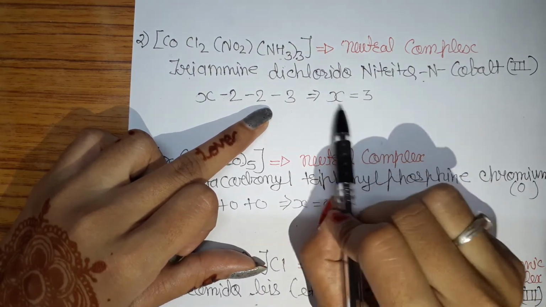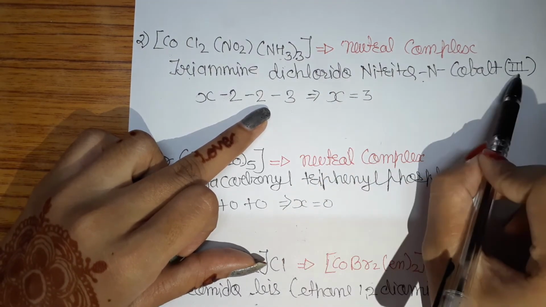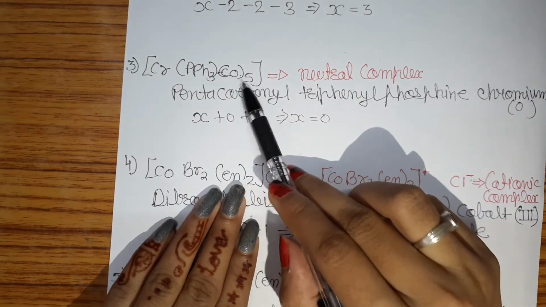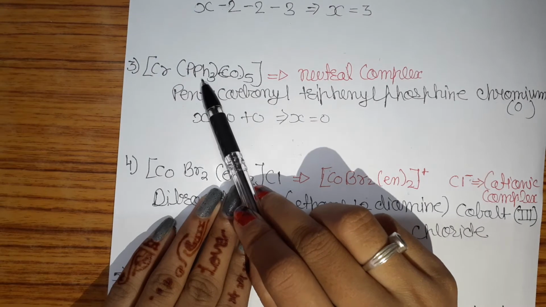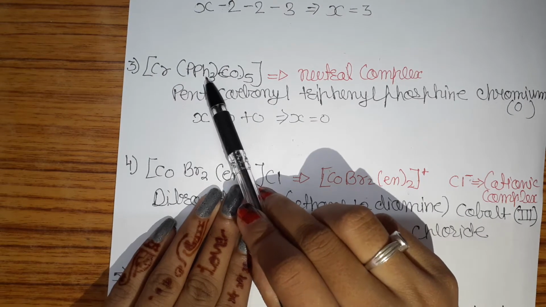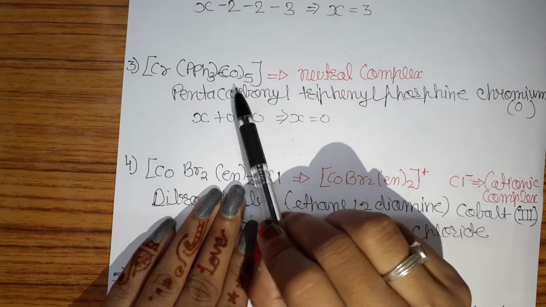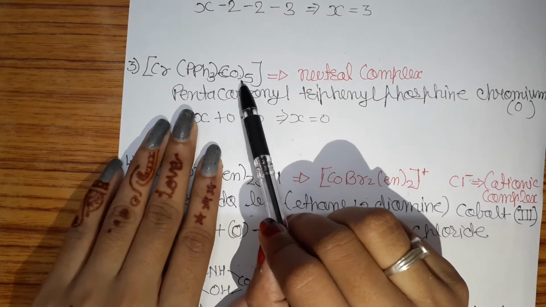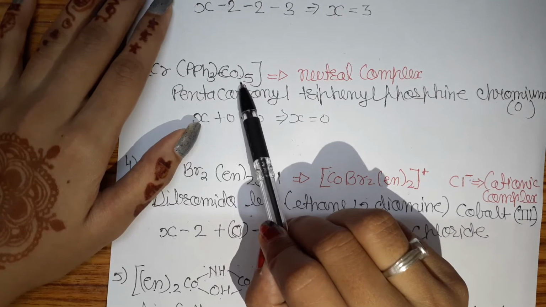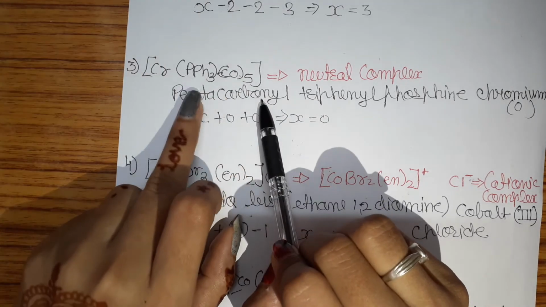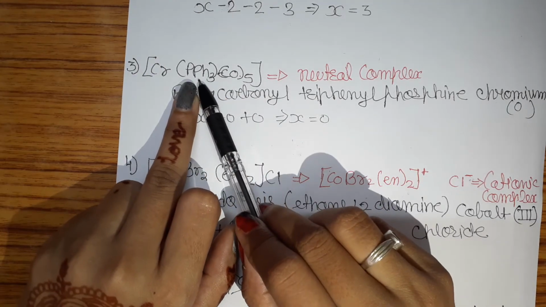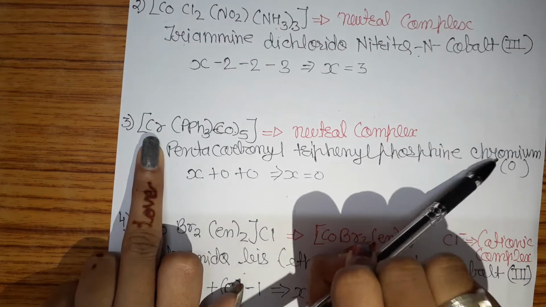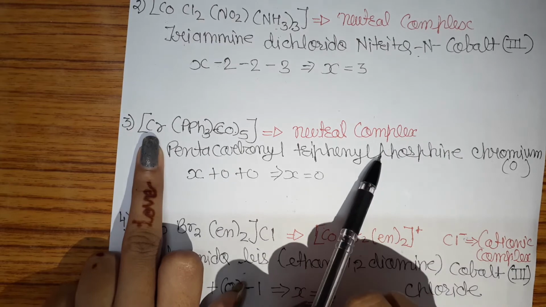By solving it we will get X is equal to 3. Now Cr(PPh3)(CO)5. PPh3 is triphenylphosphine and CO is carbonyl. First of all, alphabetically, carbonyl comes first, that's why we are writing pentacarbonyl here, then triphenylphosphine, then chromium. There is no change in the name of the central metal ion because these are neutral complexes.